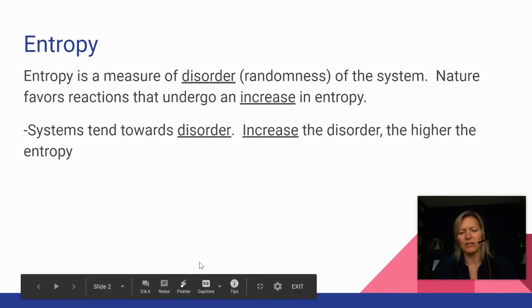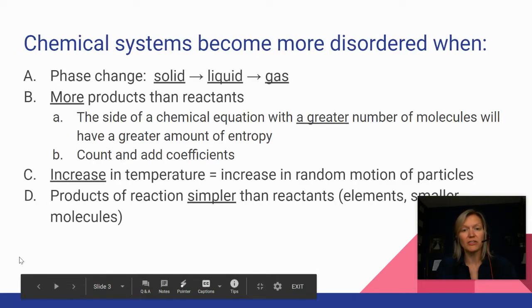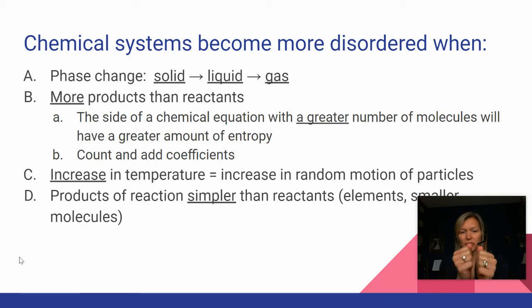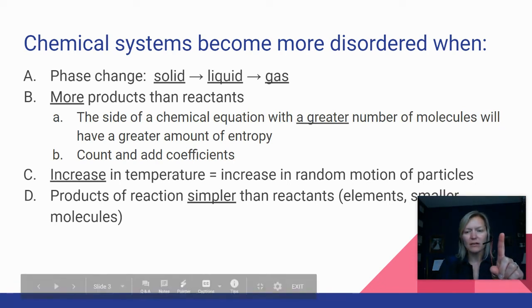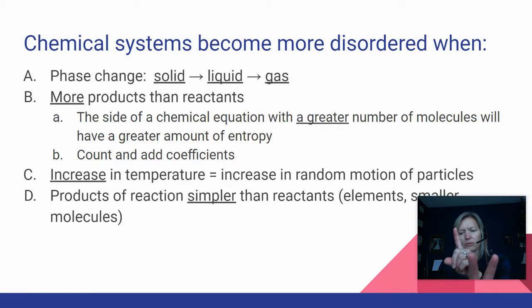And we've got a couple ways that this can happen. Phase changes. So solids are together, liquids are together but closer, they're moving around though, so there's more entropy, they're more random, and then gases are really far apart, they have the highest entropy. Another one is we're going to count. If we have one reactant and two products, we've got more products, so therefore our entropy increased.